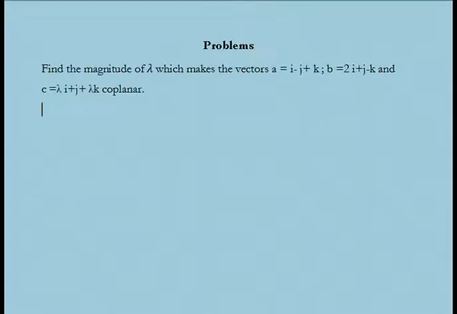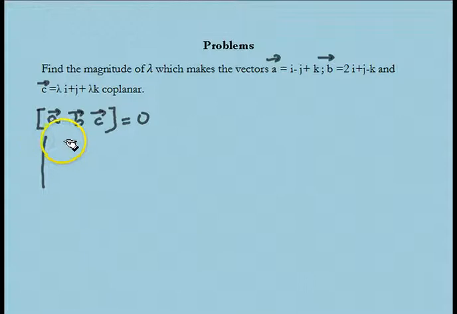Now here we have a problem in which we are required to find the value of lambda which makes the given three vectors coplanar. Now for coplanarity we have already discussed that the scalar triplet product should be equal to 0. Thus we can say that for coplanarity of these three vectors, which are vector A, vector B and vector C, the scalar triplet product of vector A, vector B and vector C should be equal to 0. Thus we evaluate the value of the scalar triplet product to find the coplanarity of these three vectors.